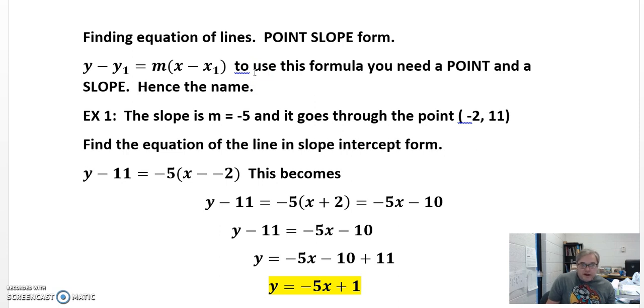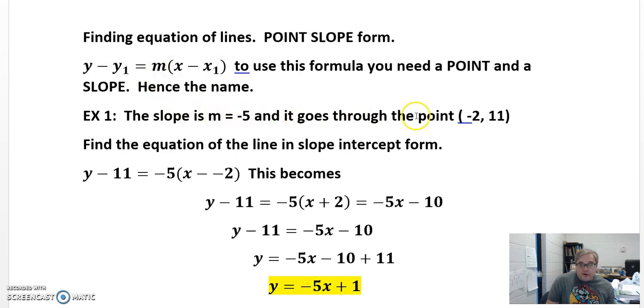If you learned it a different way, I don't care. You can use that way. This is the one way I'm going to show you to do it. So if you can do it correctly another way, that's fine. Point slope: to use this, I need a point, x1, y1, and I need a slope, m.